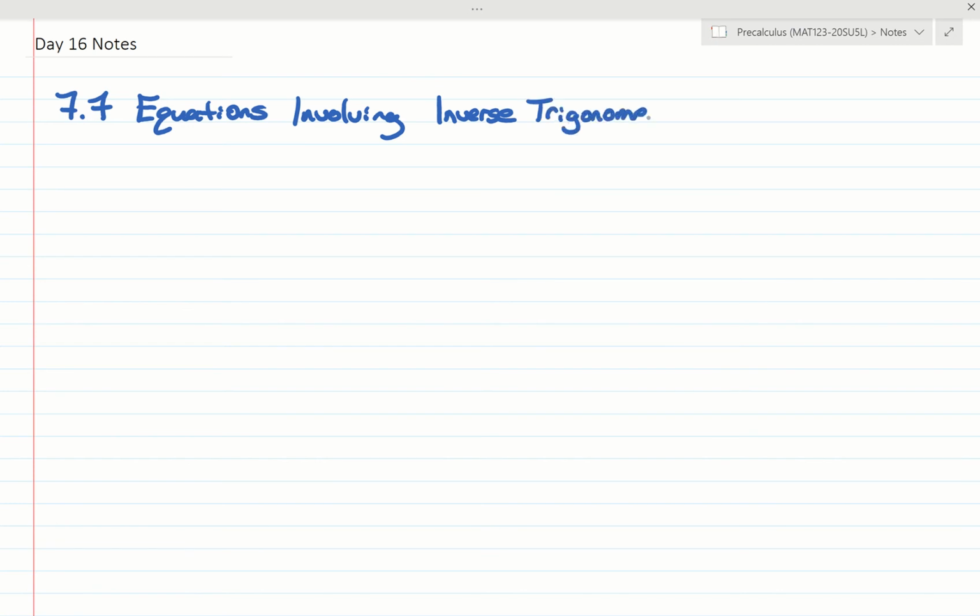In section 7.7, we are going to be looking at equations involving inverse trigonometric functions.